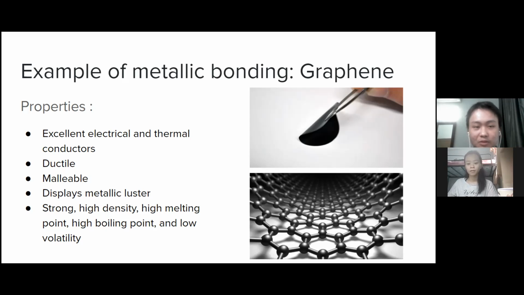Because of its metallic bond, it displays certain properties. The first one is that it is an electrical and thermal conductor, as I said before. Electrons in the electron sea are free to move and carry charge, as well as transfer energy from the heat source.